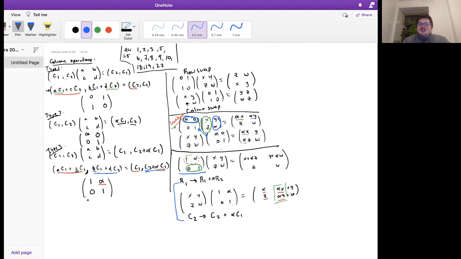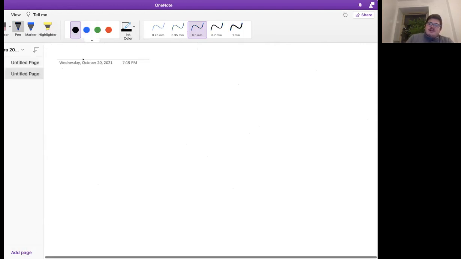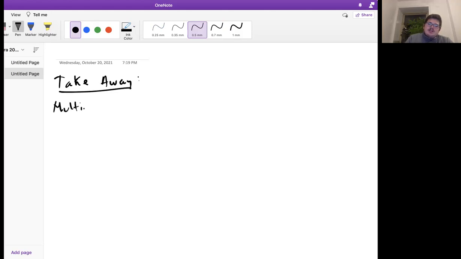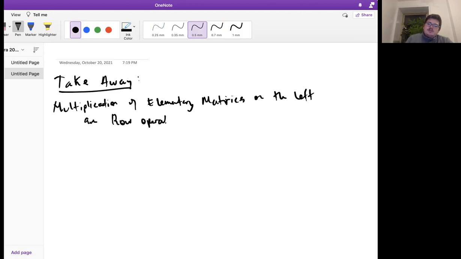It's a bit of a culture shock, right? You're so used to row operations, now we're suddenly thinking about columns, but it's not a big deal. If you want to boil this down into one thing, the takeaway is that multiplication of elementary matrices on the left are row operations. So a big thing is just remember that it's on the left.